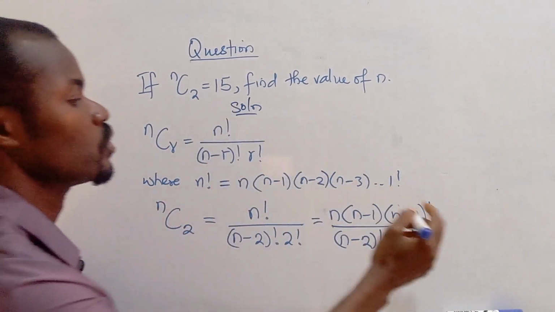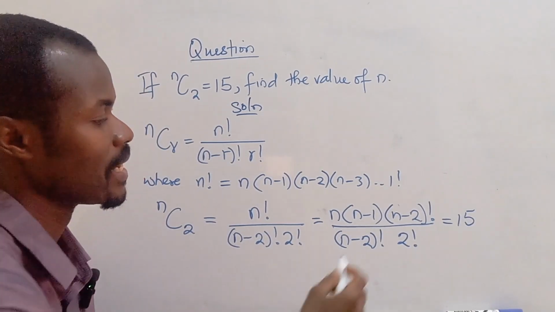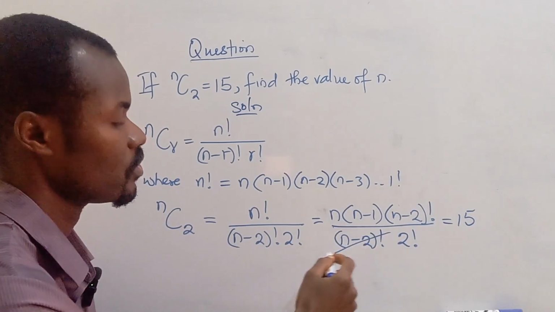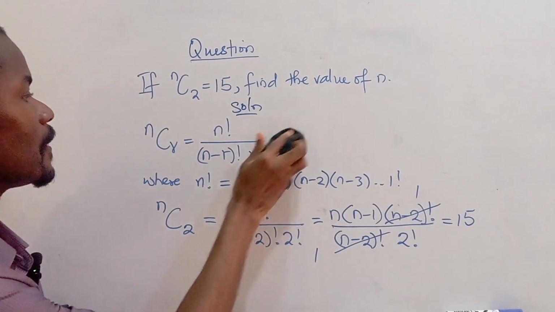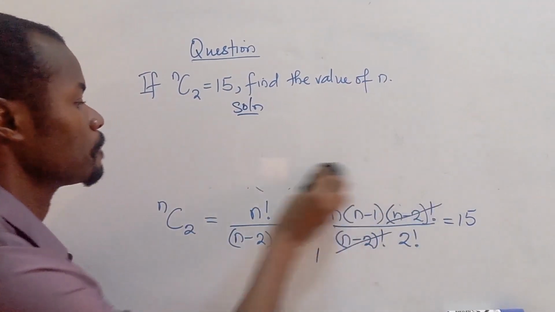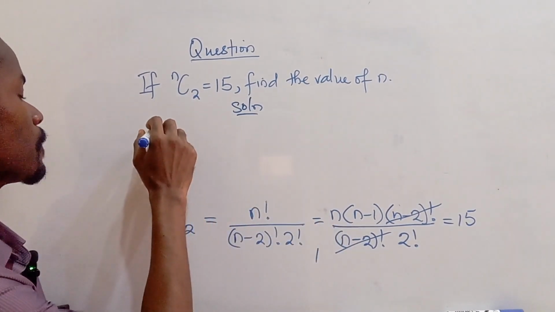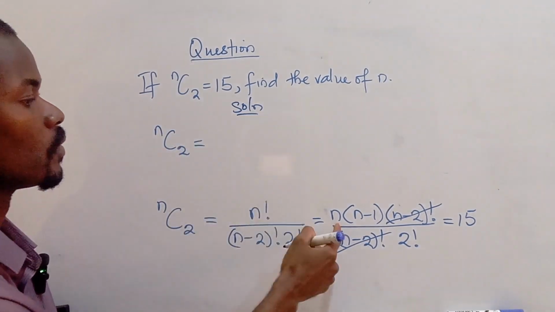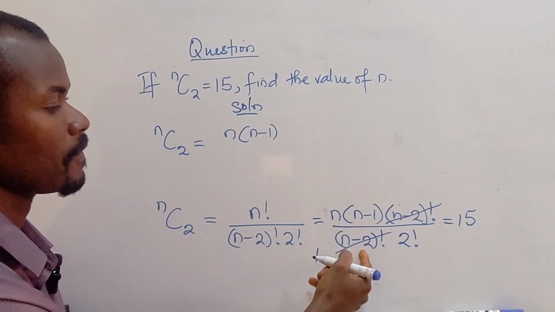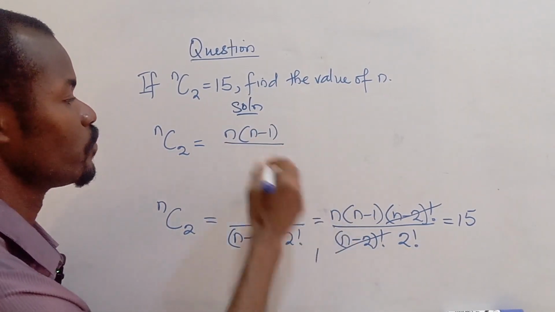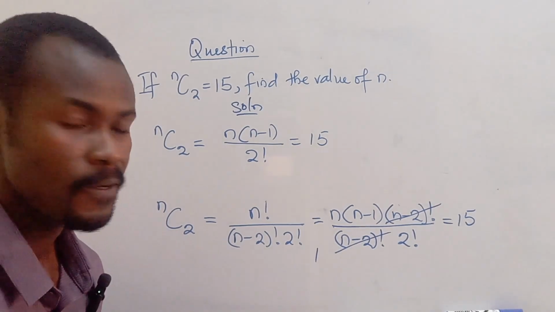Remember, all this is equal to 15. So with this, we can now cancel out. This cancels this, which is 1 over 1. Let's see what we are left with. n combination 2 is equal to n multiplied by n minus 1, divided by 2 factorial, which is equal to 15.